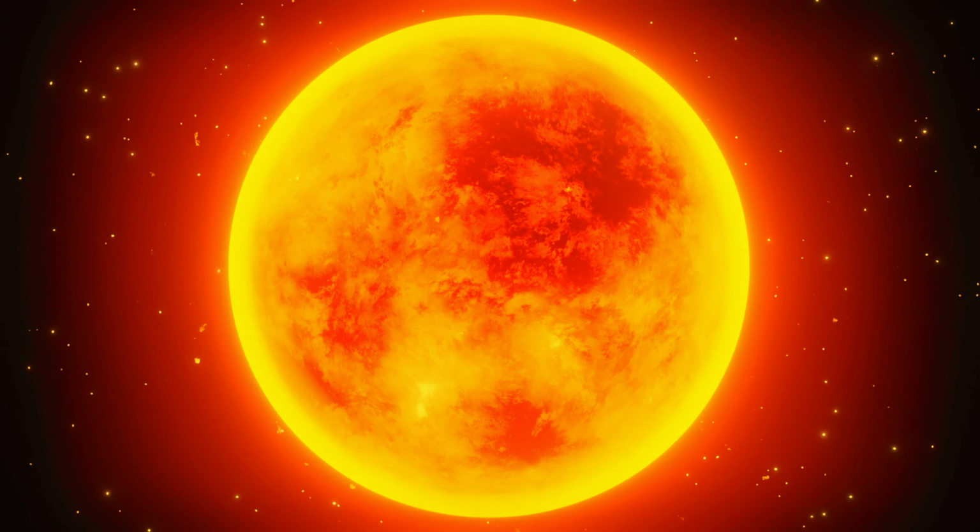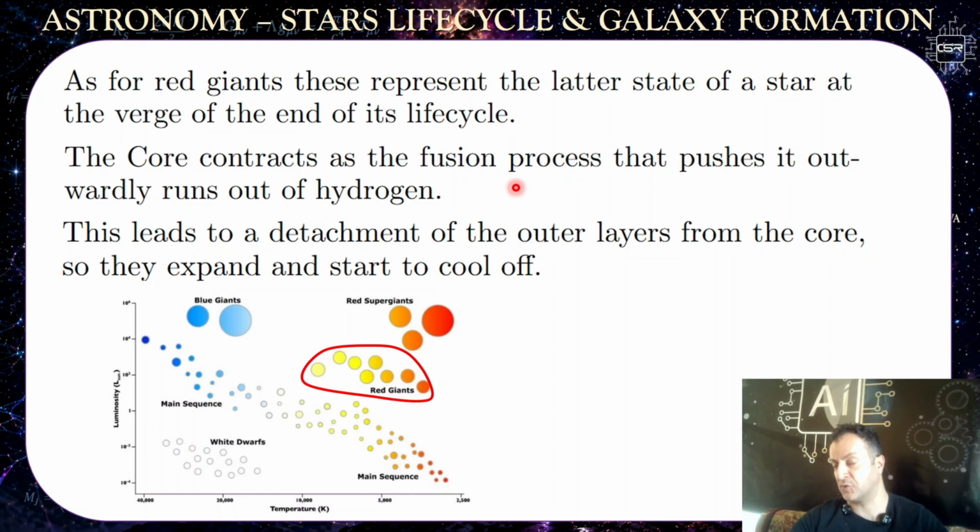of its life cycle. So the core contracts as the fusion process that pushes it outwardly runs out of hydrogen. So there's no longer enough fuel for the fusion process to counterbalance the gravitational pull. This leads to a detachment of the outer layer as the core contracts. So the outer layer becomes more distant from the inner core, and the gravitational pull is no longer able to hold it back.